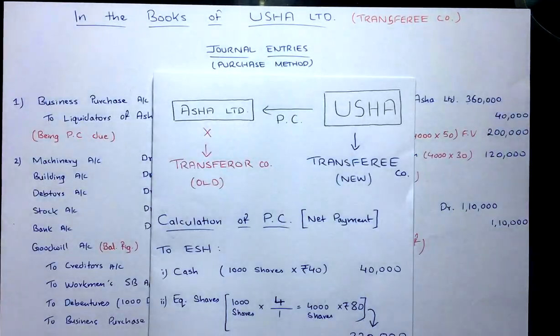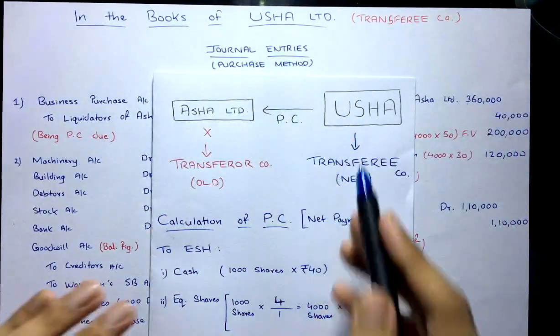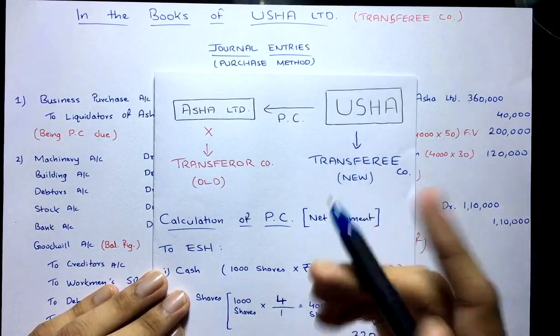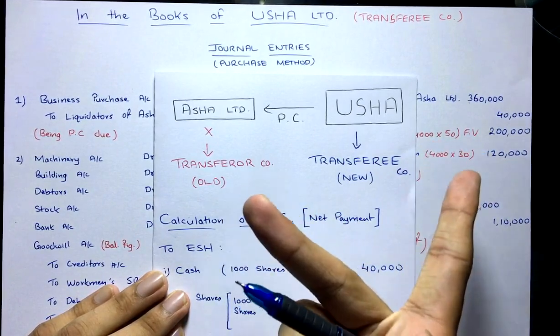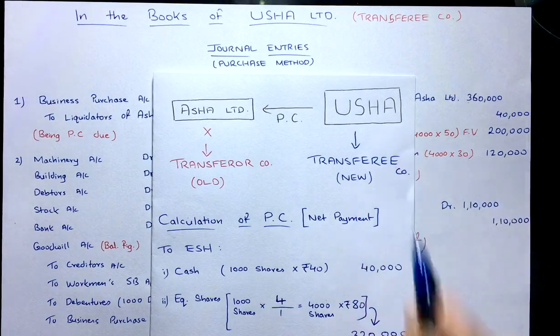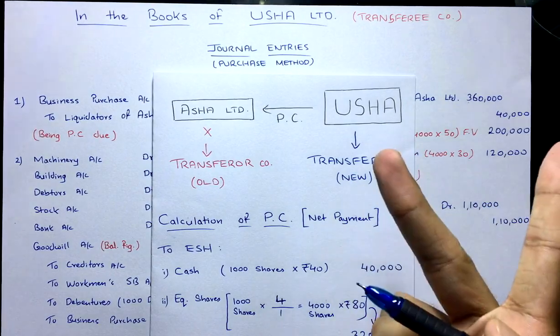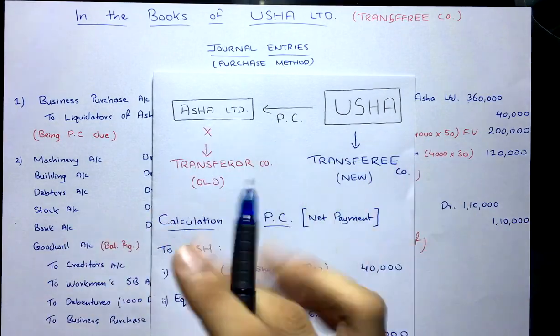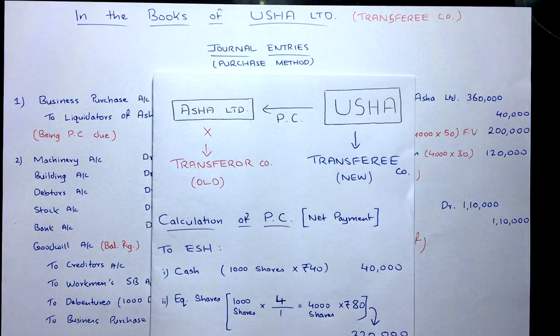But in the books of the transferee company, Usha company, AS 14 applies. Accounting Standard 14 applies, which gives us two methods, purchase method and merger method. And Accounting Standard 14 applies only here, in the books of the transferee company. So here there are two methods. Okay, there is purchase and merger, but there in the transferor's books there is no method, only one way to do that. Okay, understood?